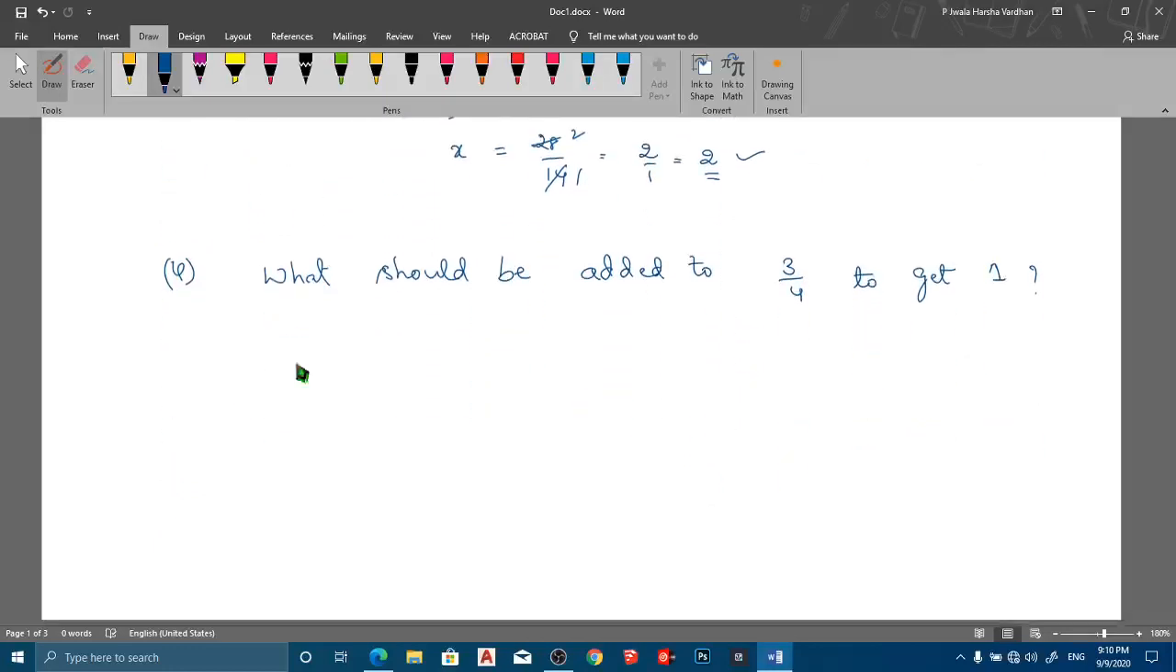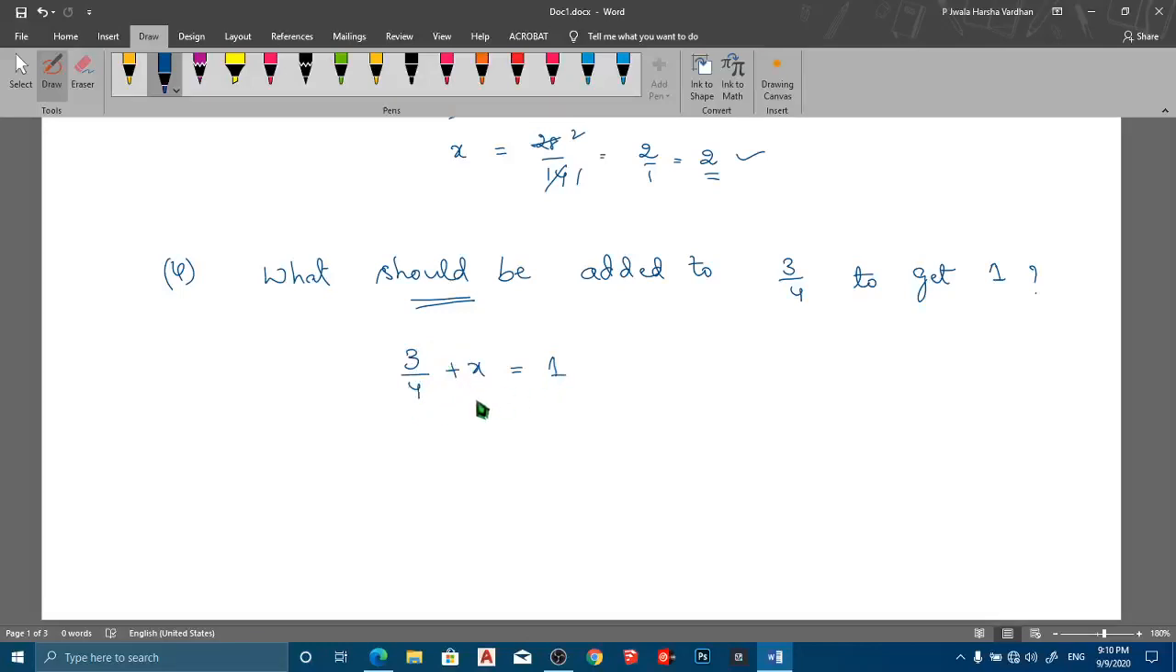What should be added to 3 by 4 to get 1? Whatever number I add to this number, I am taking it as x, which gives 1. So how can I write this in the form of an equation? 3 by 4 plus x is equal to 1.